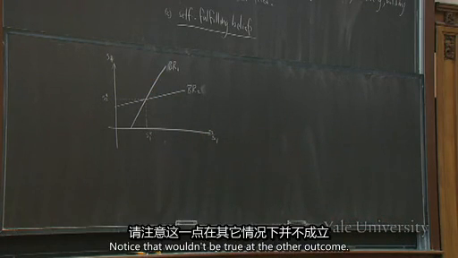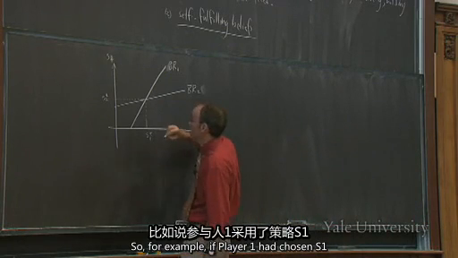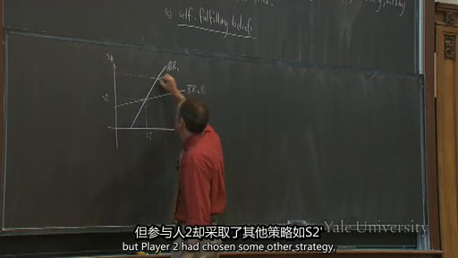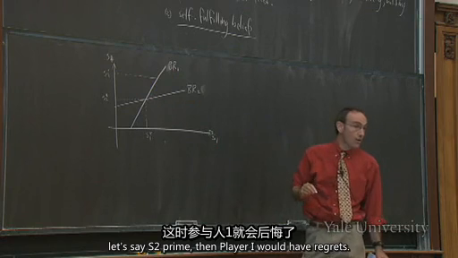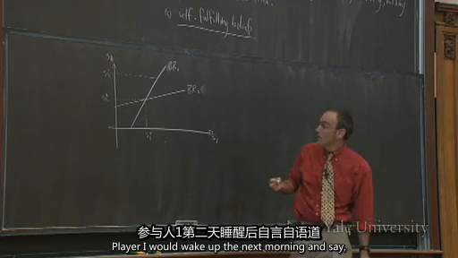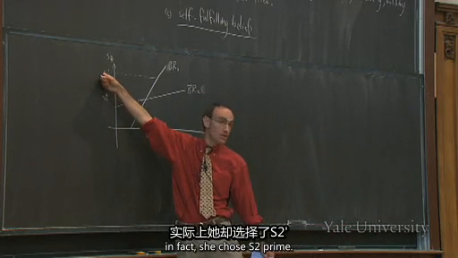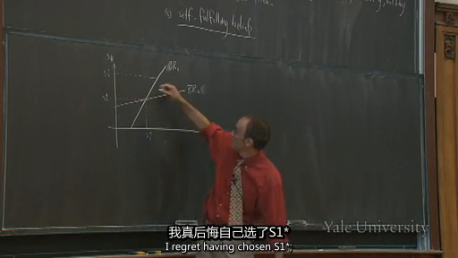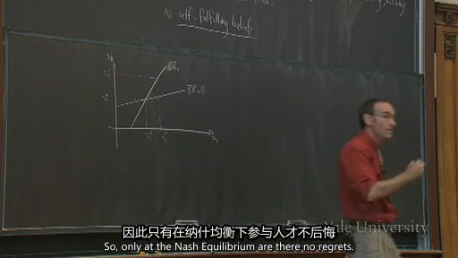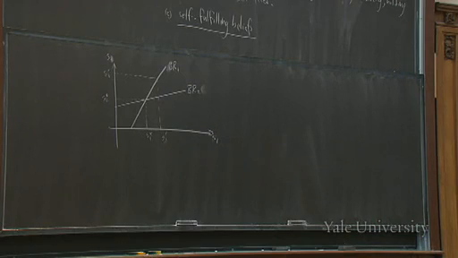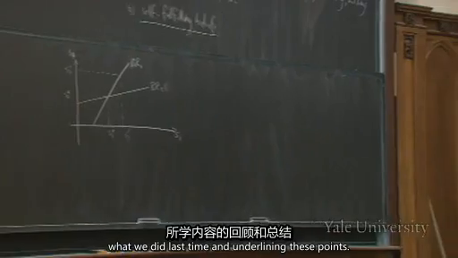And notice that wouldn't be true at some other outcome. So for example, if player 1 had chosen S1 star, but player 2 had chosen some other strategy, let's say S2 prime, then player 1 would have regrets. Player 1 would wake up the next morning and say, oh, I thought player 2 was going to play S2 star. In fact, she chose S2 prime. I regret having chosen S1 star. I would have rather chosen S1 prime. So only at the Nash equilibrium are there no regrets. Everyone okay with that? This is just revisiting really what we did last time and underlining these points.